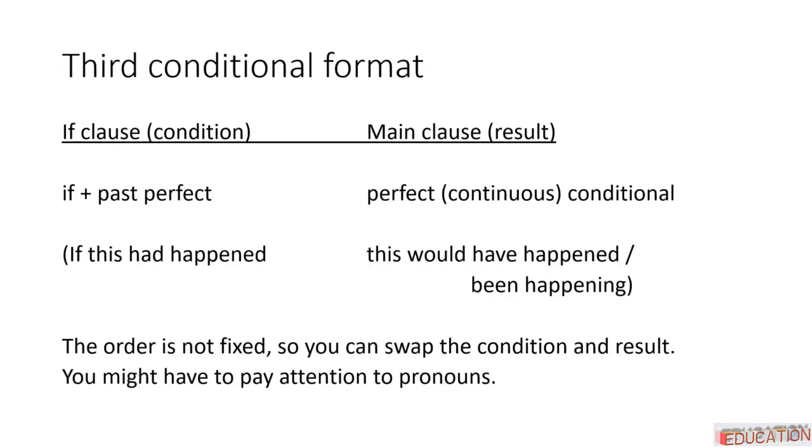The third conditional has the following format. If plus past perfect, then present conditional or present continuous conditional. So if this had happened, this would have happened, or if this had happened, this would have been happening. And as with all conditionals, the if and the main clause are not fixed. They can be swapped around, paying attention to pronouns and punctuation.